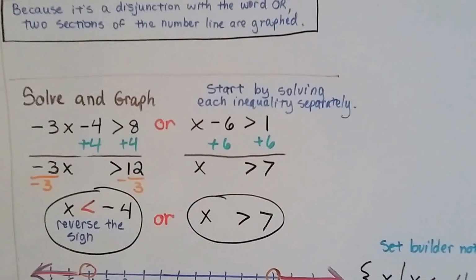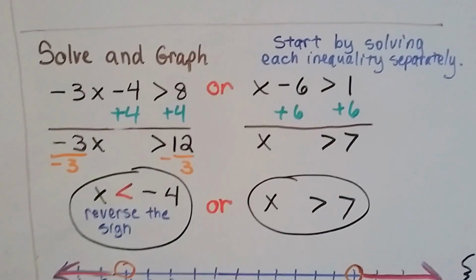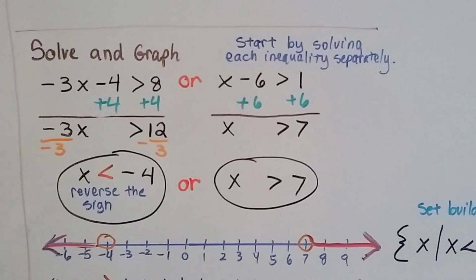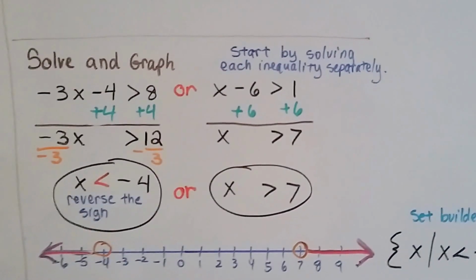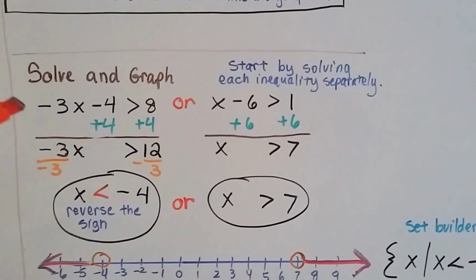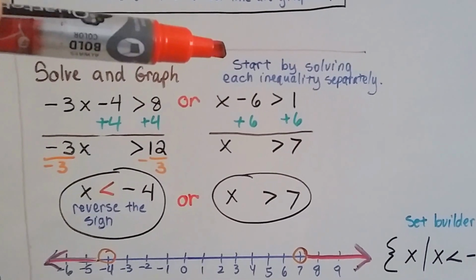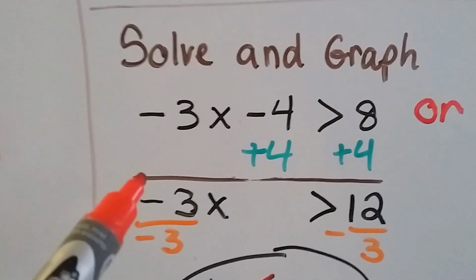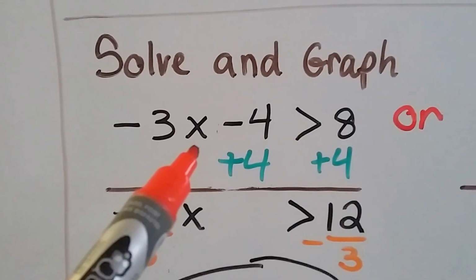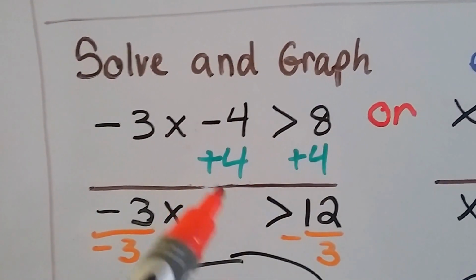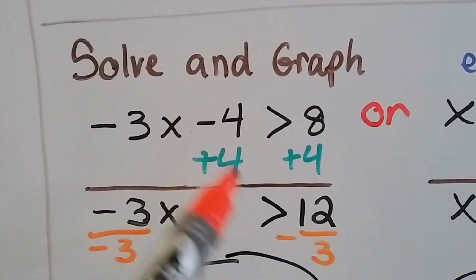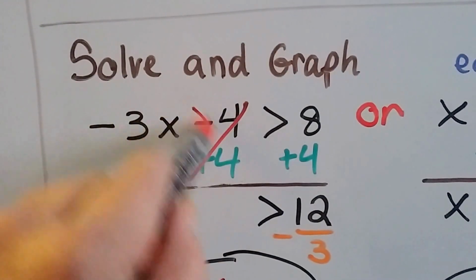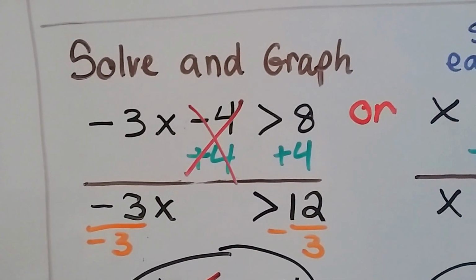Now this one's going to be a little tricky, so pay attention to this one, okay? You might even have to watch the video twice, but I'm going to repeat it as much as I can. We're going to solve and graph this one. We're going to start by solving each inequality separately. So let's start with this one. We've got -3x minus 4 is greater than 8. So we know we can add 4 to each side of the inequality sign to create a zero pair right here, right? Get rid of that, eliminate it.